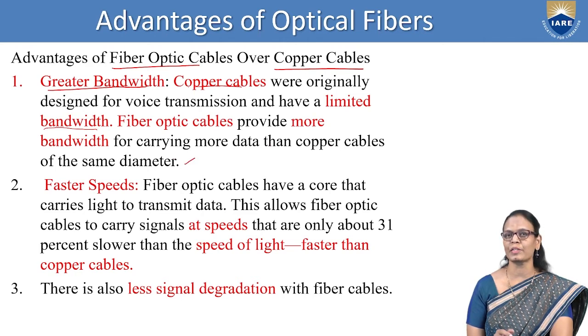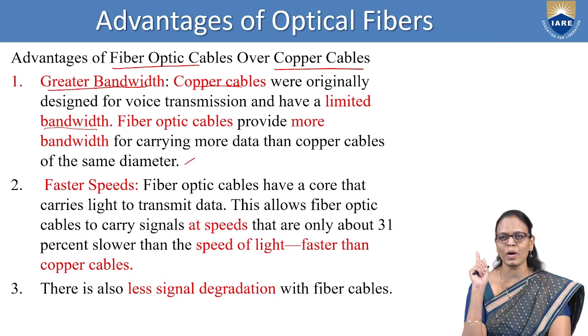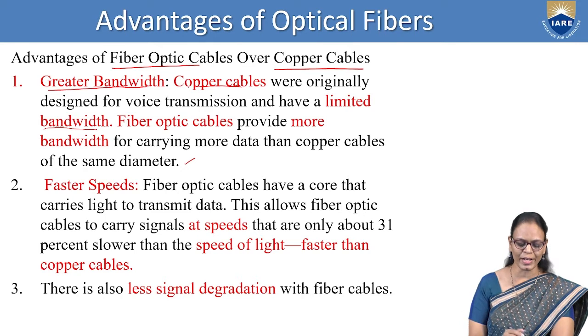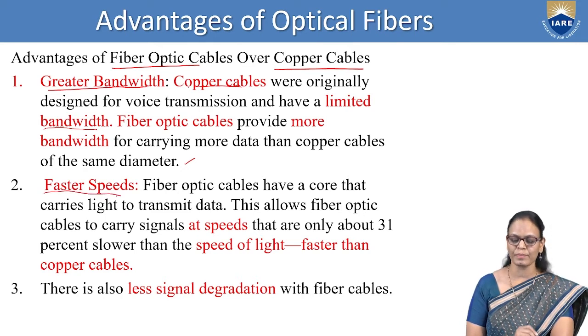of the same diameter. If you are taking two cables, one copper cable and one optical fiber, both of the same diameter, fiber optic cables can carry a large amount of data because they have a very high bandwidth when compared to copper cables. And the second one is faster speed.